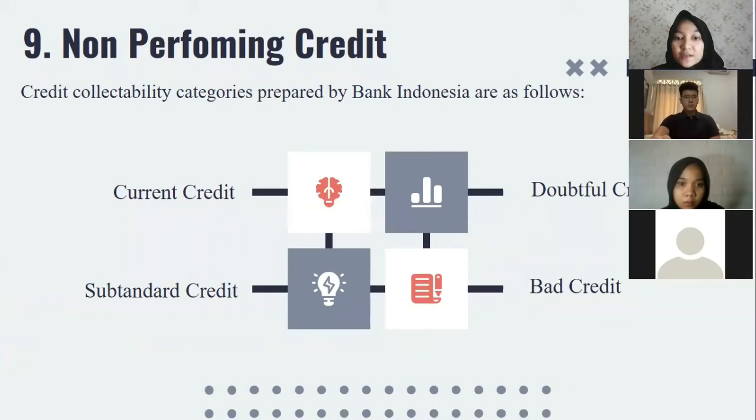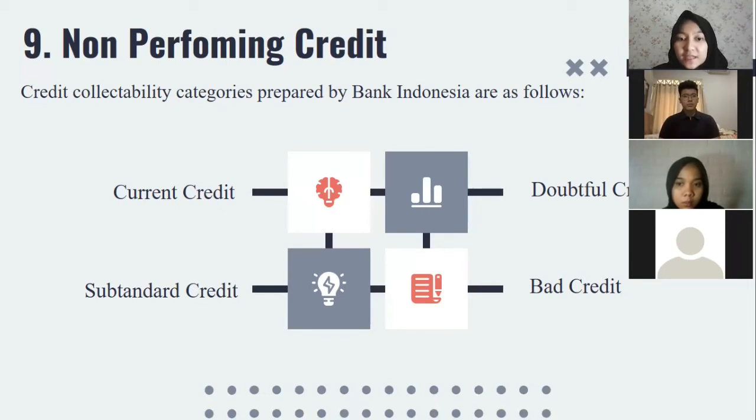Number 9 is non-performing credit. Credit collectability categories prepared by Bank Indonesia are as follows. Point A, current asset. Current asset is credit that does not have delay in repaying debt on principal and paying interest. Point B, substandard credit. Substandard credit is a credit whose refund and interest payment have been delayed for 3 months from the agreed time. Point C, doubtful credit.